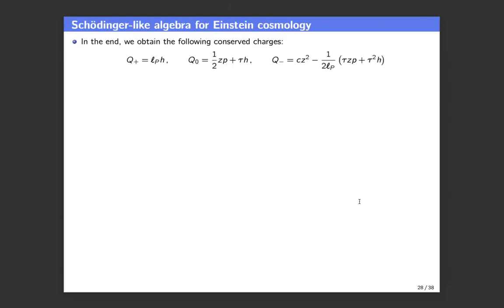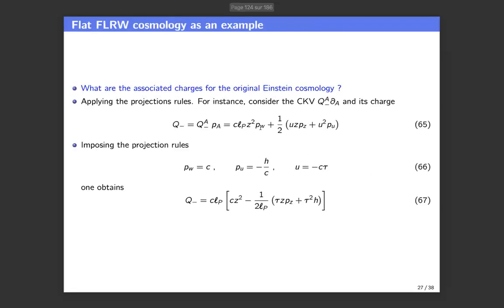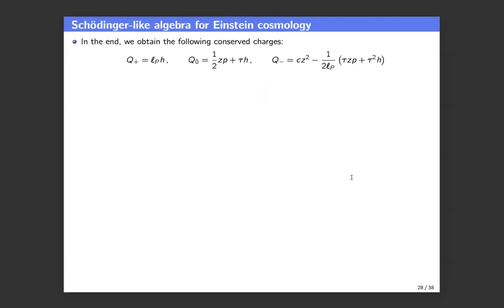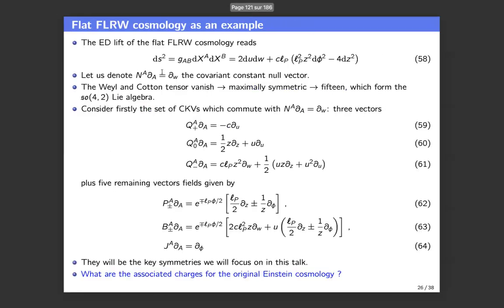Okay, so at the end of the day, what you obtain is the following. If you apply what I just did for one vector field, I will do it for all the eight that I showed you. This guy will just be the Hamiltonian, this guy the dilatation, this guy the special conformal transformation, this guy the translation, this guy the boost, and this guy the rotation.